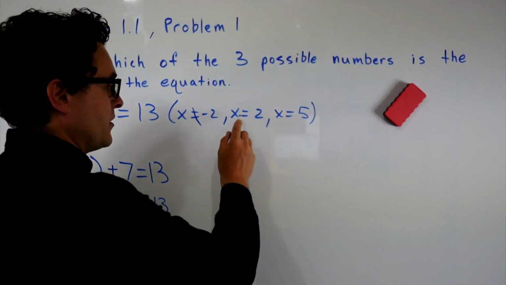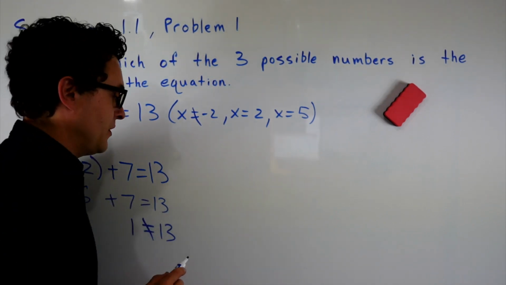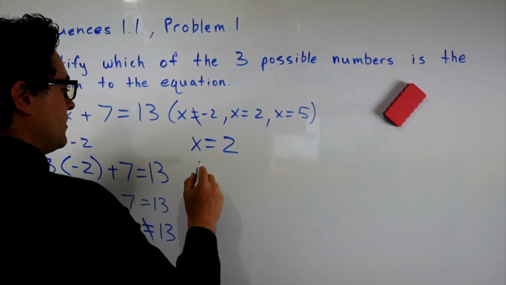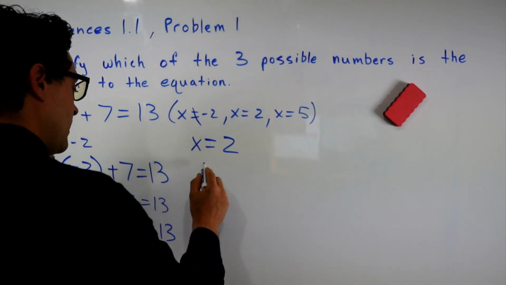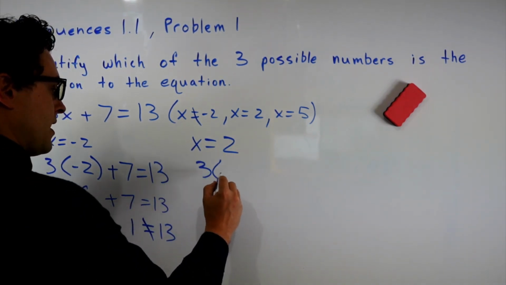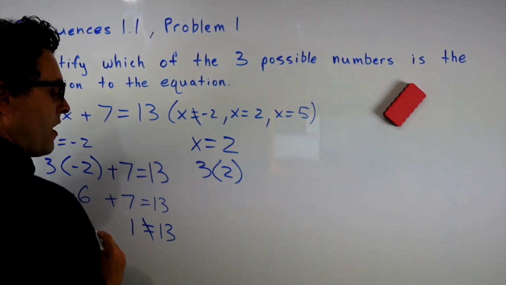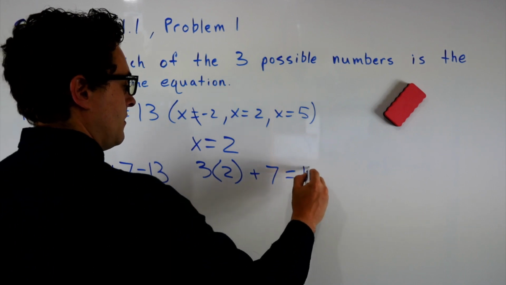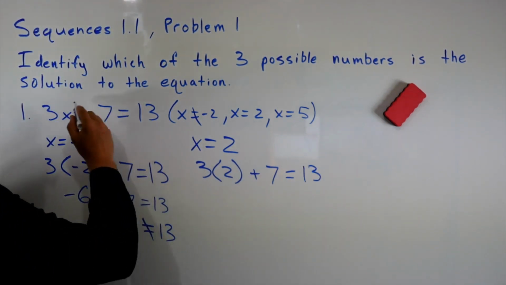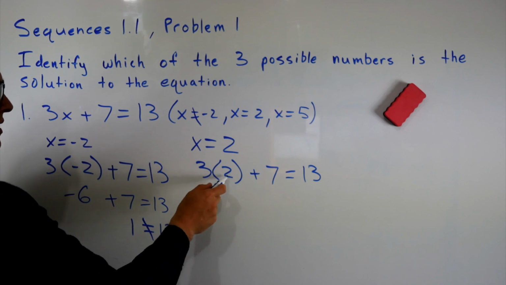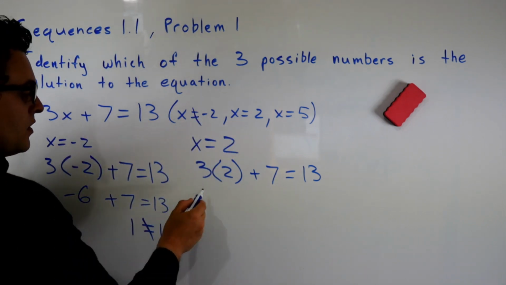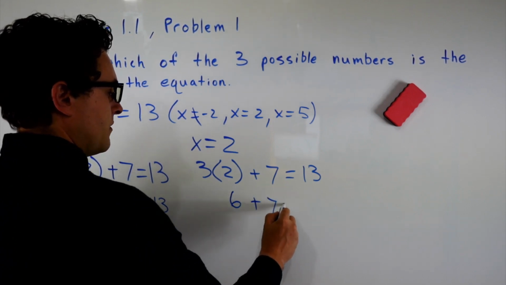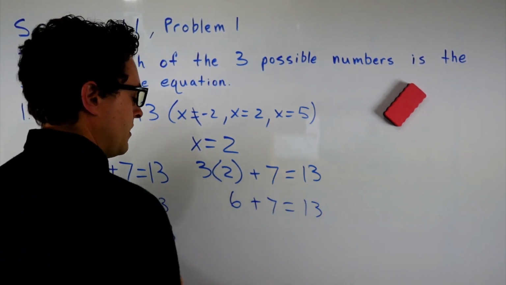All right, now let's try x equals positive 2. I'm going to plug in x equals positive 2 and do the same thing I did for the last equation. I'm going to do 3 times 2 instead of x, and then add in the plus 7 equals 13. Now I've plugged in 2 for x. So 3 times 2 is 6, and then I bring down the rest of the equation. I'm not going to change anything else.